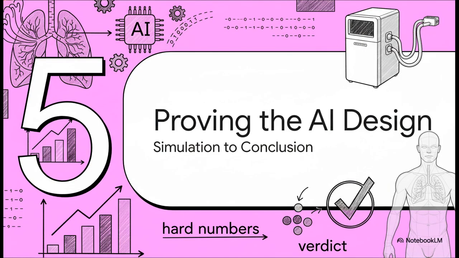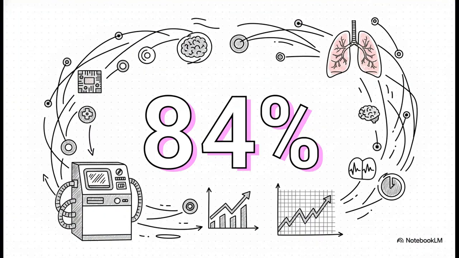Okay, the simulations look amazing on a computer screen, but what's the final verdict? We get down to the hard numbers. Just how good is this AI design really? The number you want to know is 84%. In the tests, this feed-forward neural network was able to correctly identify the patient's condition and apply the exact right breathing support with 84% accuracy. For an automated system making such a critical decision, that is a seriously promising result.